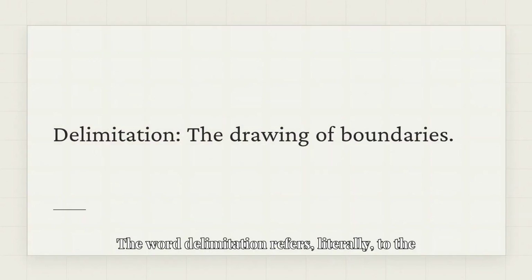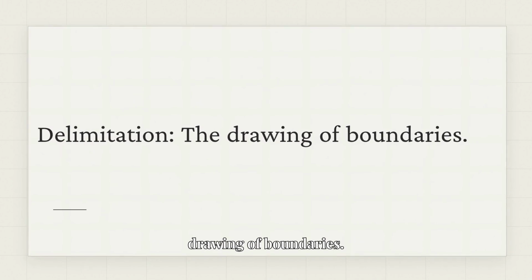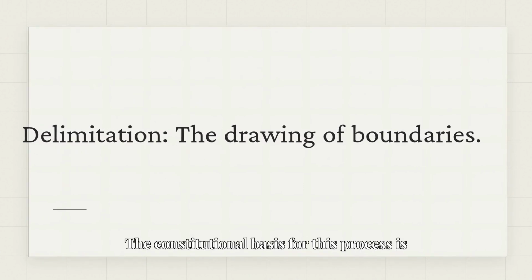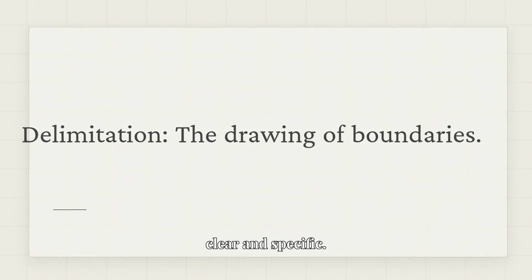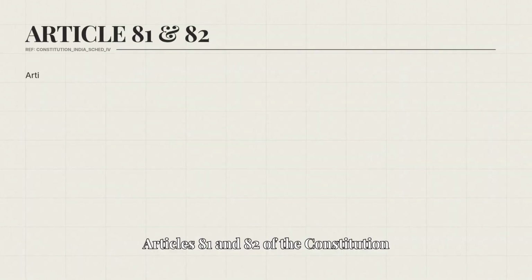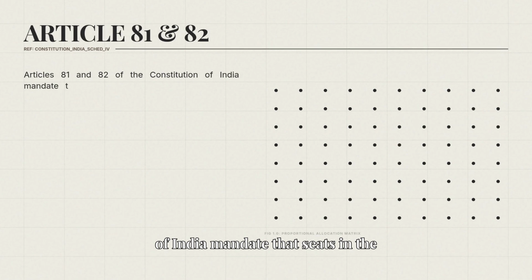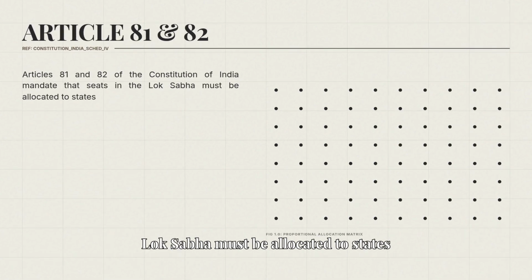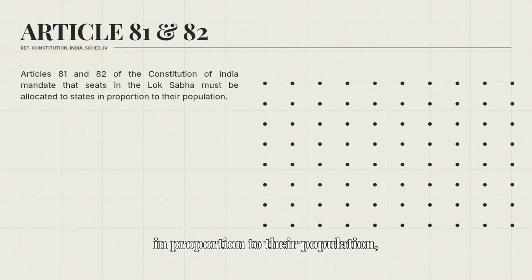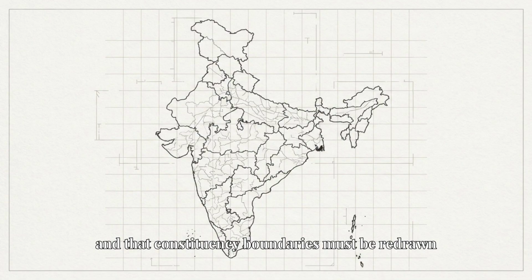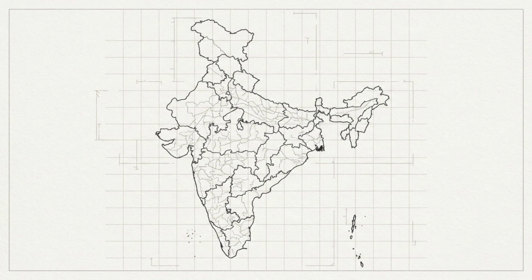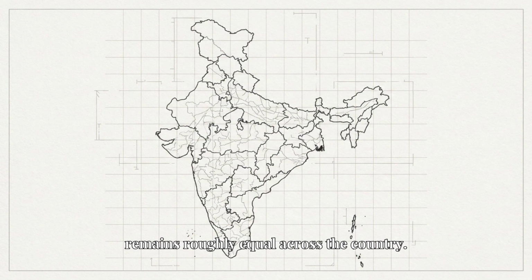What is delimitation? The word delimitation refers literally to the drawing of boundaries. The constitutional basis for this process is clear and specific. Articles 81 and 82 of the Constitution of India mandate that seats in the Lok Sabha must be allocated to states in proportion to their population, and that constituency boundaries must be redrawn after every census to ensure that representation remains roughly equal across the country.